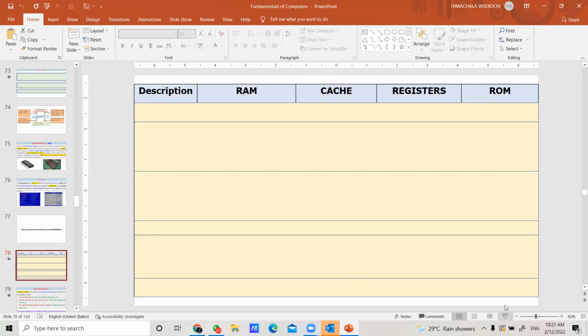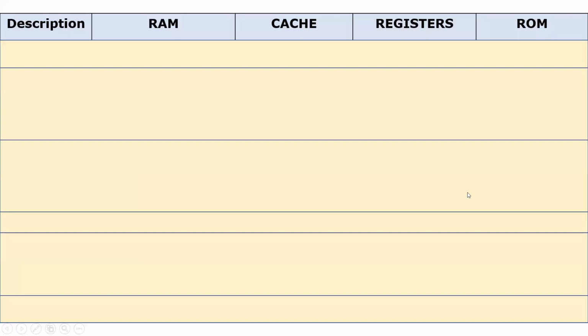Back to the presentation again. I am going to compare each of the primary memories with some descriptions. In this chart, the first column is for description, then other columns are for different types of primary memories. Here I am concentrating on the 4 primary memories, all the types we learned here: RAM, cache, registers, and ROM.